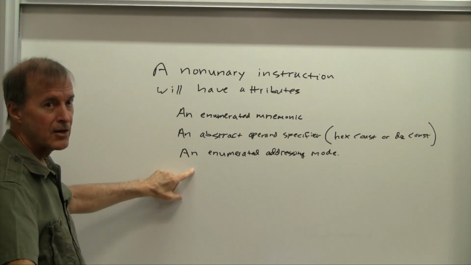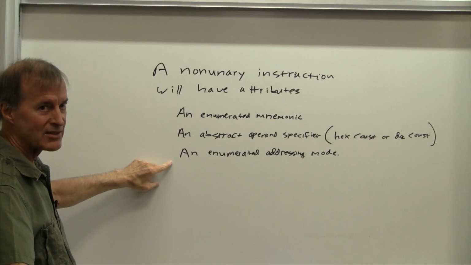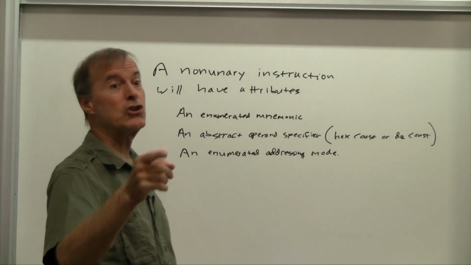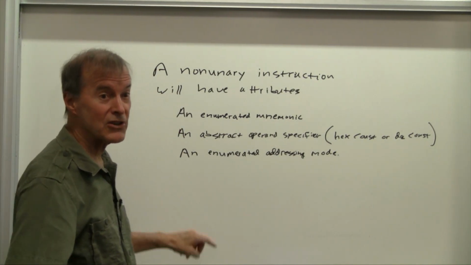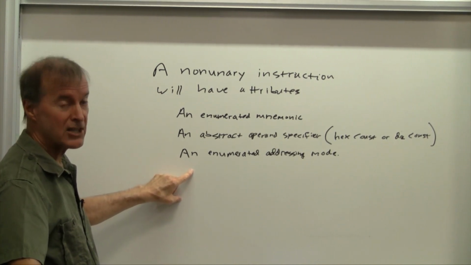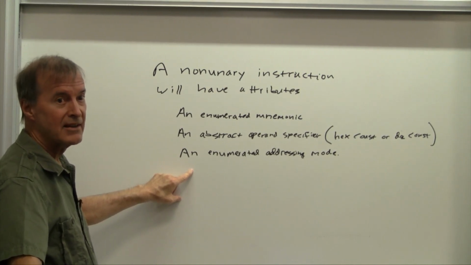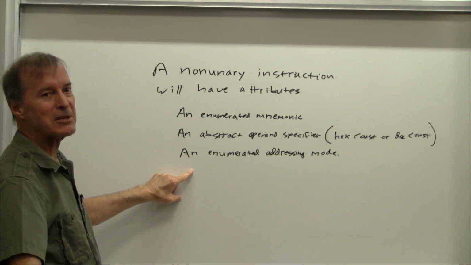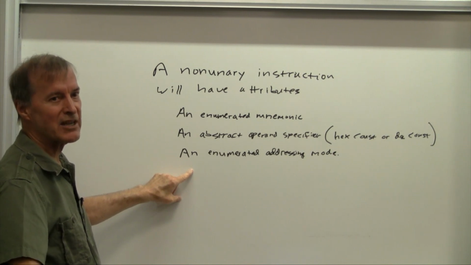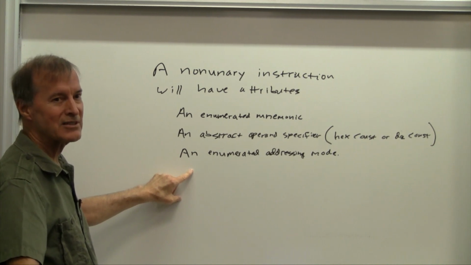This is not abstract. This is enumerated. If there's nothing written in the source, then your code will insert the I, so the default is I. There's no empty addressing mode. That was a good question, because internally you want to store what it is.